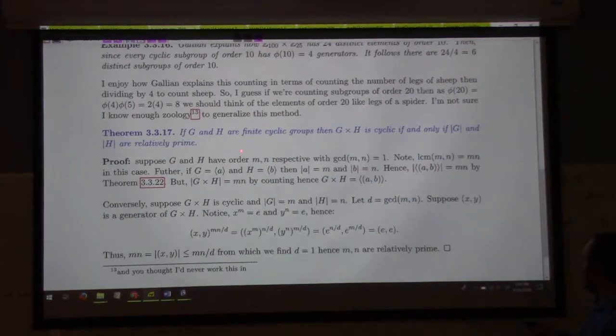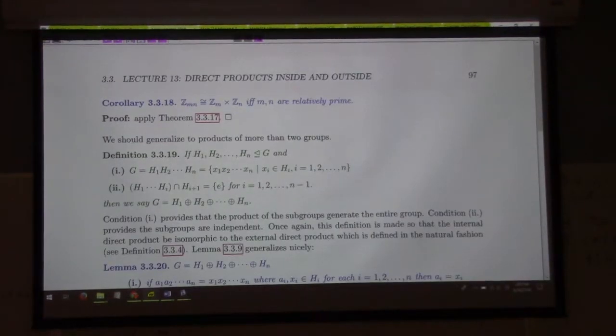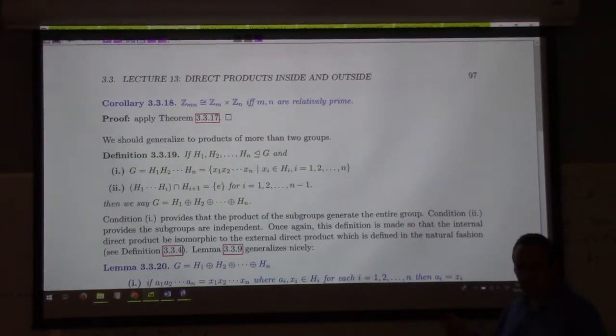This theorem right here is amazing. If G and H are finite cyclic groups, then G cross H is cyclic if and only if the orders of G and H are relatively prime. I should go over the proof of that with you guys at some point. So, an application: Z_MN is isomorphic to Z_M cross Z_N if and only if M and N are relatively prime. So that's why Z6 is isomorphic to Z2 cross Z3, but Z8 is not isomorphic to Z2 cross Z4, because 2 and 4 are not relatively prime, whereas 2 and 3 are.